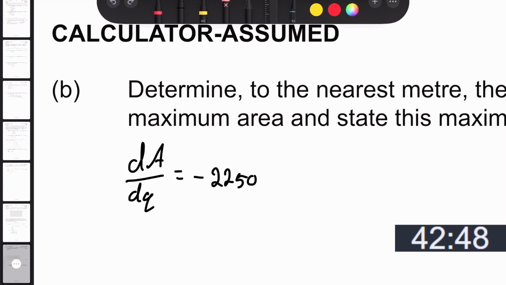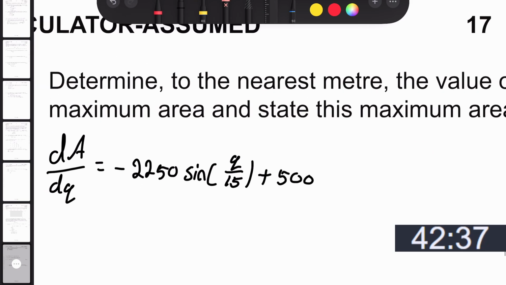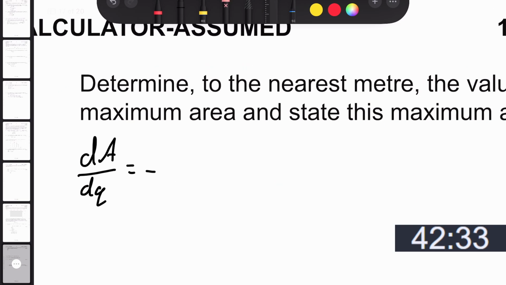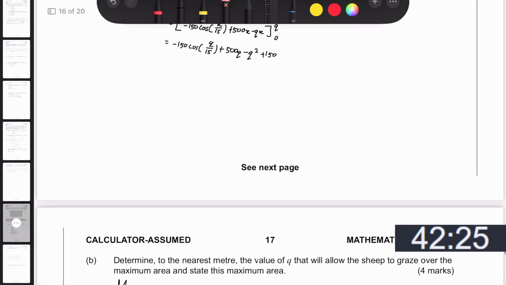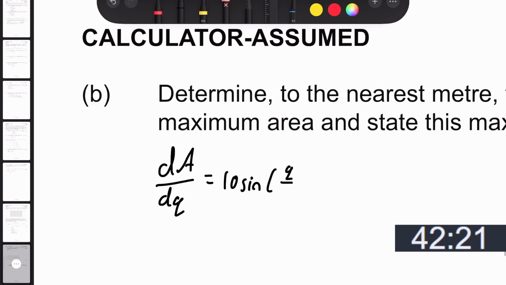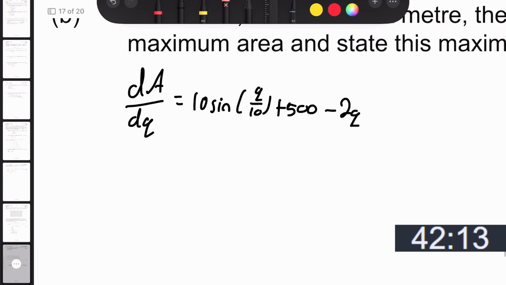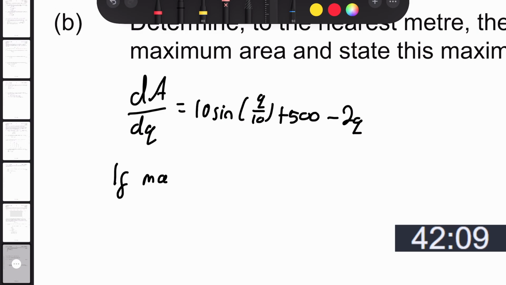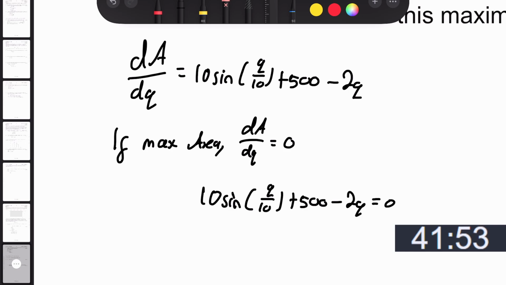cosine of, sine of q on 15 plus 500. Wait, no, we're anti-differentiating. Sorry, no, we're differentiating. Okay, we're differentiating now with respect to q. So this will actually just be 10 sine of q on 15 plus 500 minus 2q. If it's max area, then dA over dq is 0. So then 10 sine of q on 15 plus 500 minus 2q equals 0.